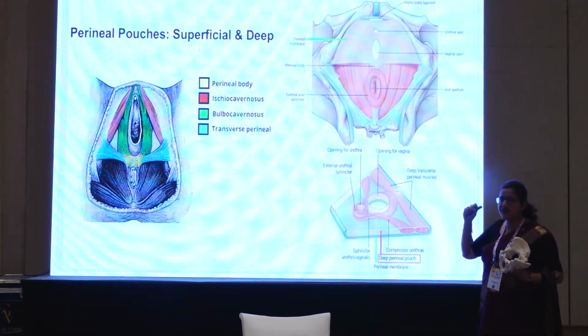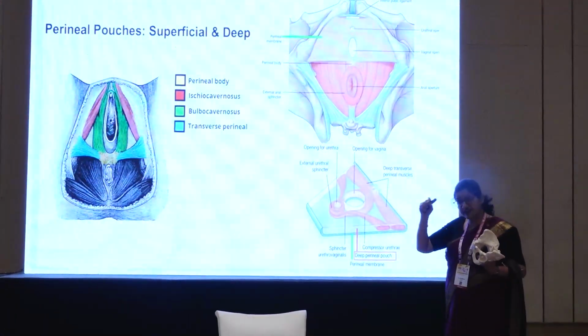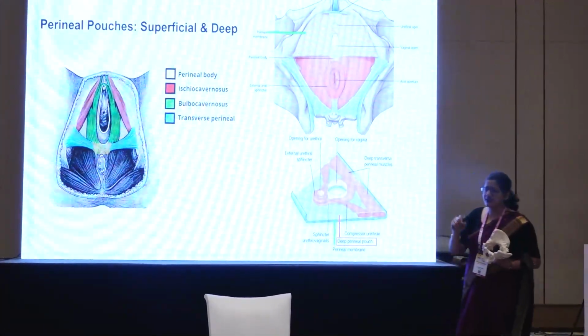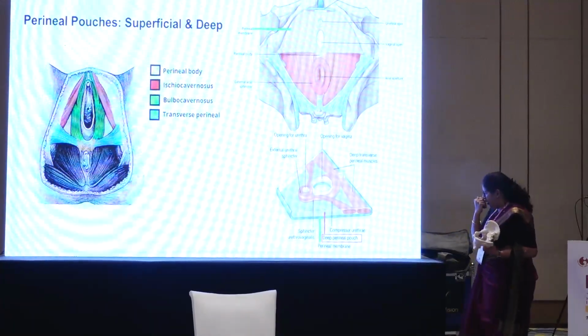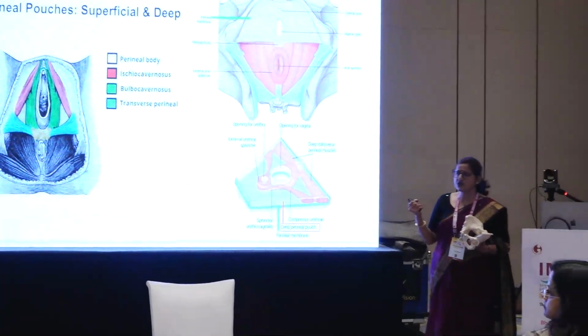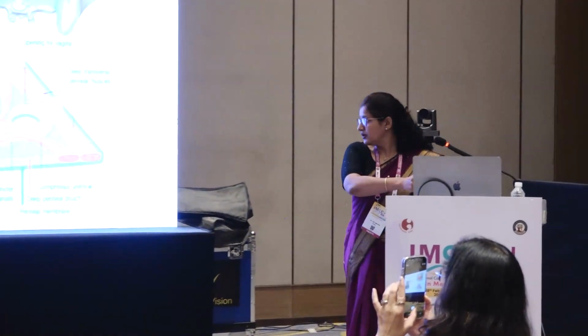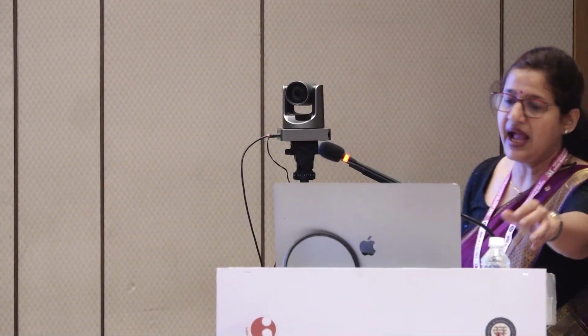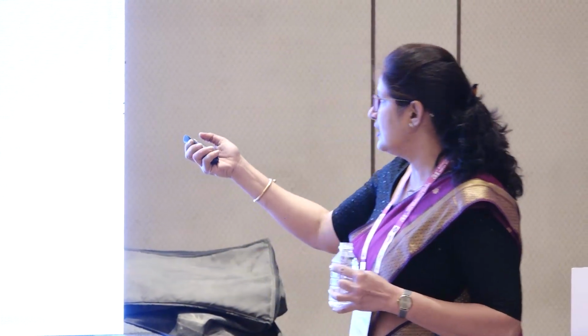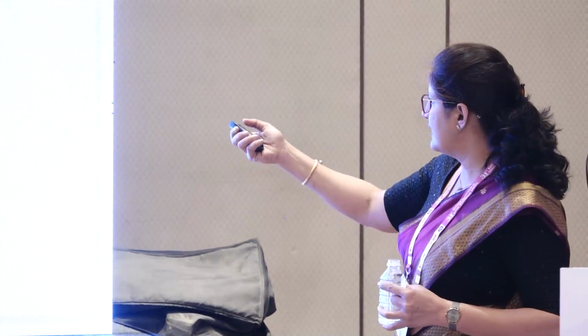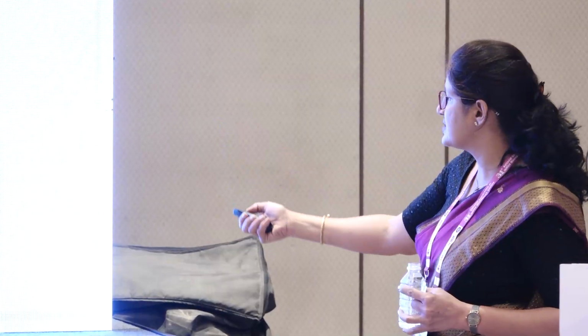Not only these, but the muscles of the deep perineal pouch and also the levator ani muscles all get attached at the level of the perineal body. And it is also responsible for the lower one-third support of the vagina. Okay. So these are the components of the superficial perineal pouch. And the deep perineal pouch contains the sphincter urethrae and the deep transverse perineal muscles.